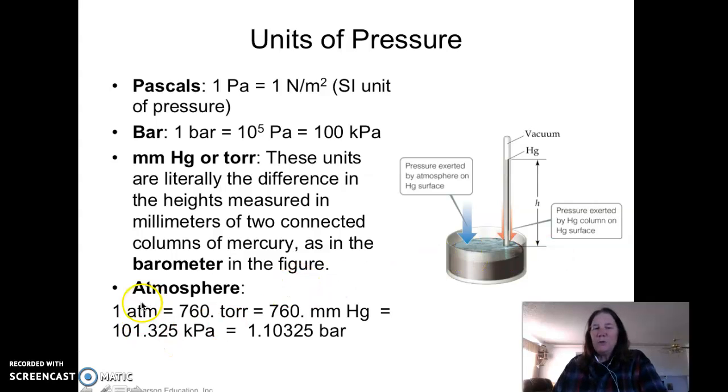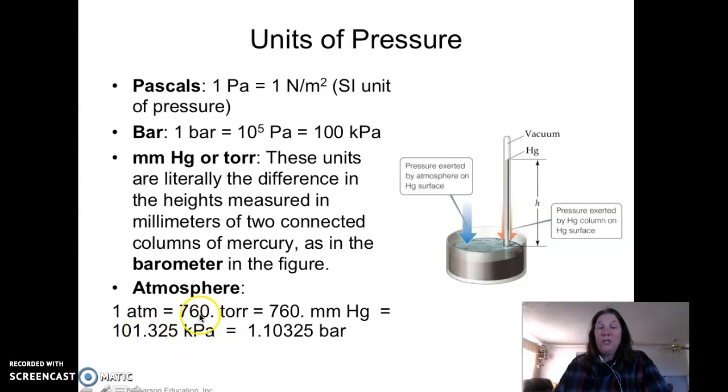If you want to do conversions, 1 atmosphere is 760 torr, which is also 760 millimeters of mercury, which is also 101.325 kilopascals, which is also 1.01 bars. So if you know one, you can convert to the other easily. Usually when you're doing problems, they give you it all in atmospheres or all in torr or all in kilopascals, but you can easily convert, like we did our other ones before.